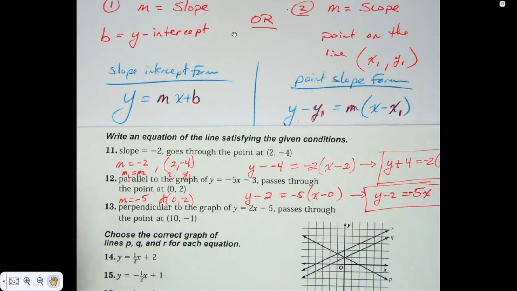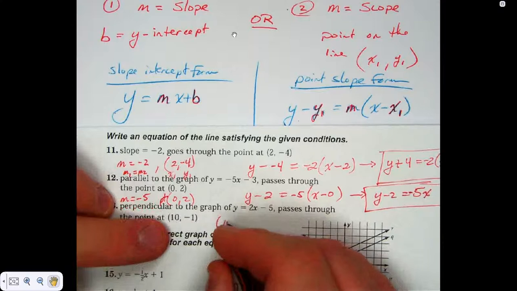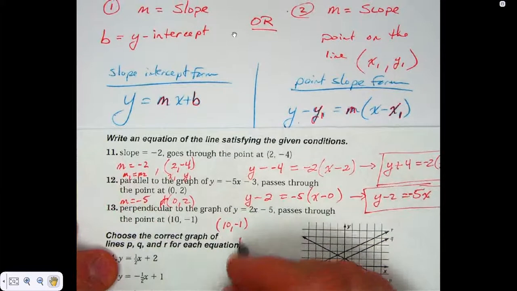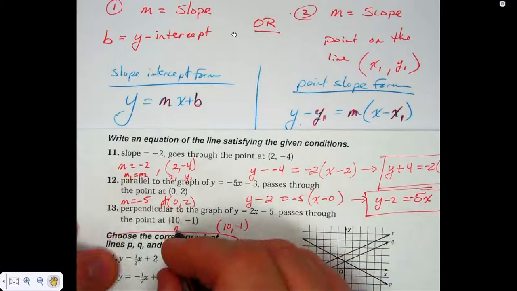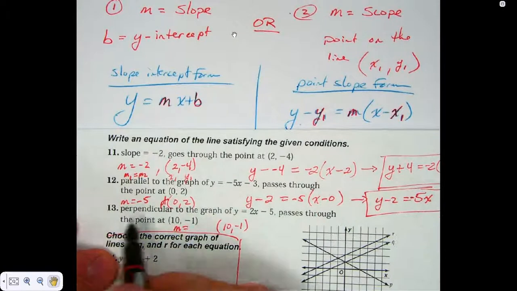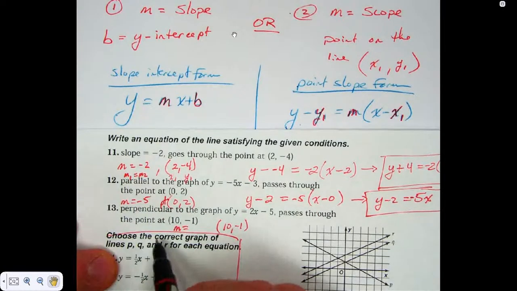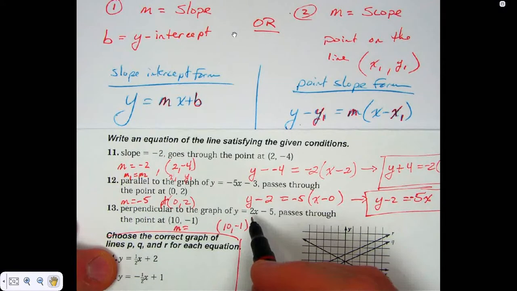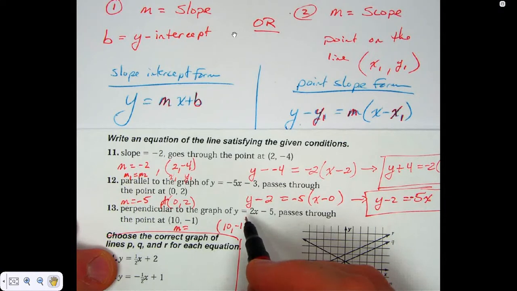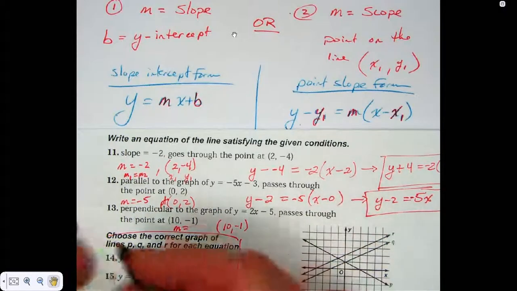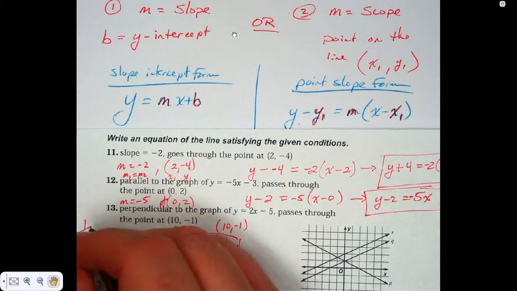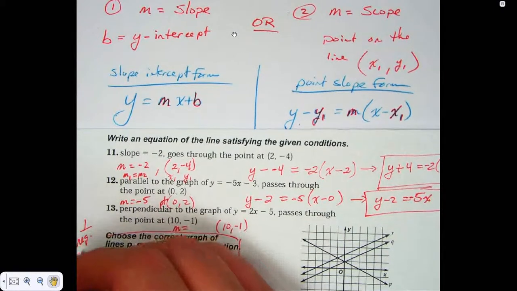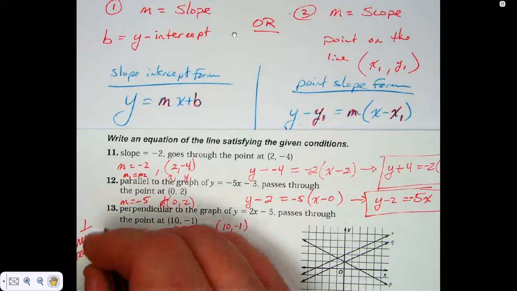Number 13, what's the difference here? They, again, give you a point on the line, do they not? But what do they not give you? They just say it's perpendicular to this graph. But what are they telling you? Are they telling you the slope in essence by saying it's perpendicular to this graph? How do perpendicular slopes relate? They are opposite sign, but they're also what of each other? They're negative reciprocals. Perpendicular lines have slopes that are negative reciprocals of each other.